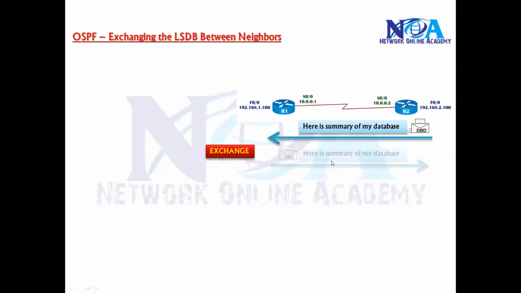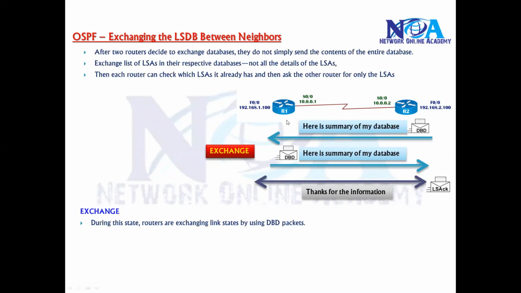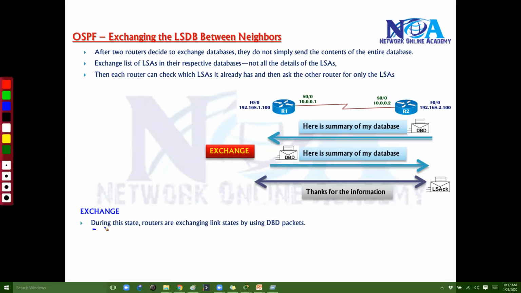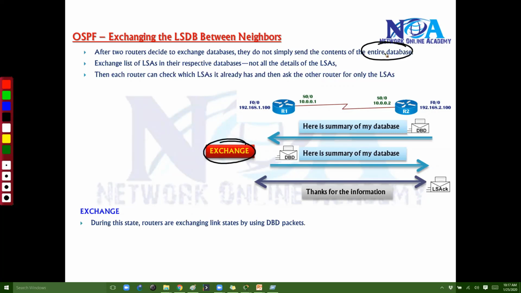And router 1 also will do the same thing. Here is the summary of my database. And then they both send acknowledgement packets, like thanks for the information. Now one thing you need to observe here is during this exchange state, they will exchange the link state information by using database description packets. Once they decide to exchange the databases, they don't simply send the entire database. They will exchange only the summary information about the LSAs.